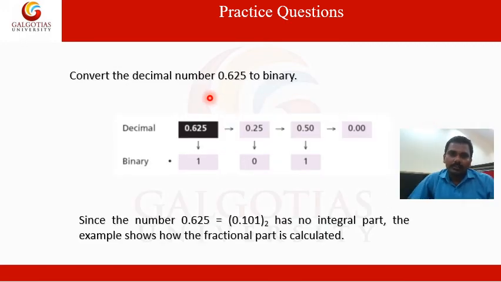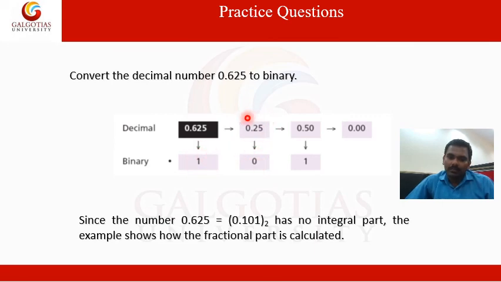Similarly, we can practice for the decimal number 0.625. The fractional decimal number should be converted to binary by multiplying by the base, that is here 2. Multiply this 0.625 by 2. We will have the fraction part here 0.25 and the integral part here 1.